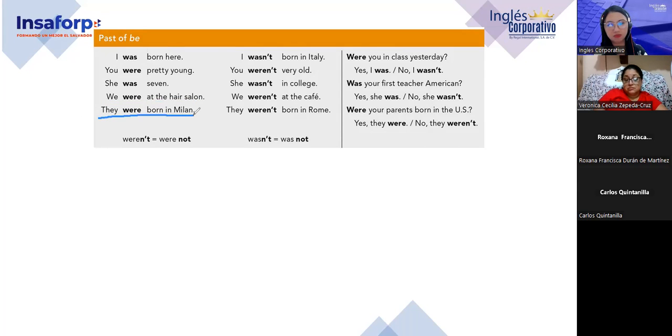¿Qué preguntarían acá para obtener esa respuesta? They were born in Milan. Es así, creo que se adapta. ¿Dónde nacieron ellos? En inglés. How do you say that in English? Where? Where?